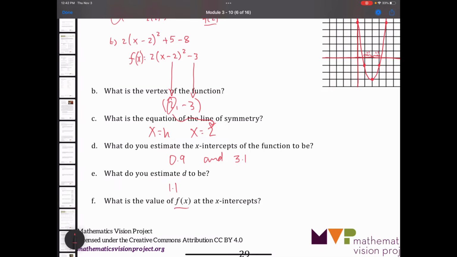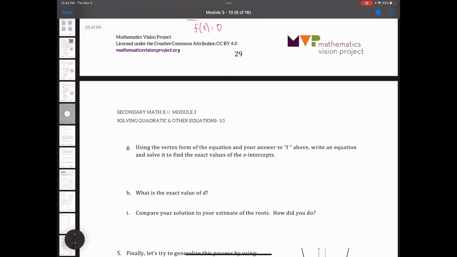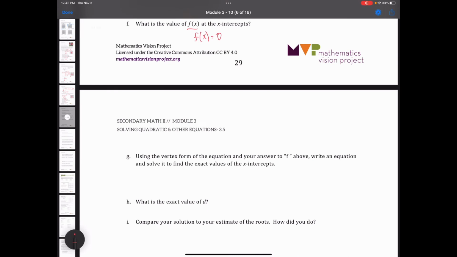And what's the value of f of x at the intercepts? Well, f of x is equal to 0 because that's where the function is at 0. It's touching the x-axis. Okay, using the vertex form of the equation and the answer to f, where f of x is equal to 0, write an equation and solve it.